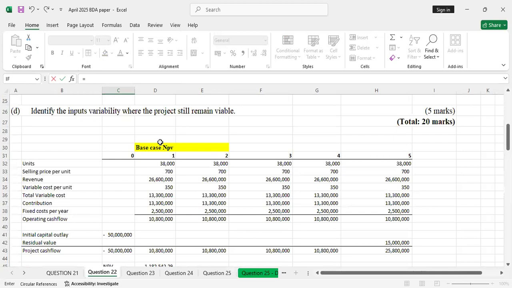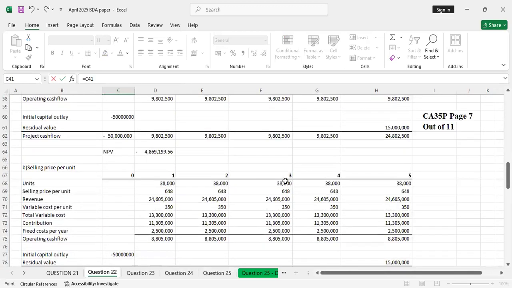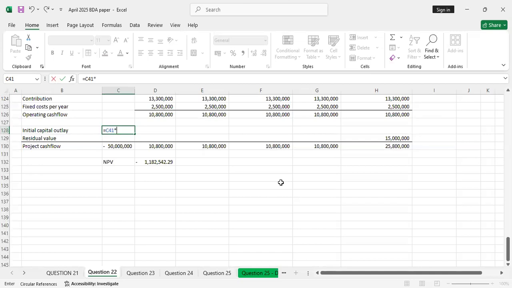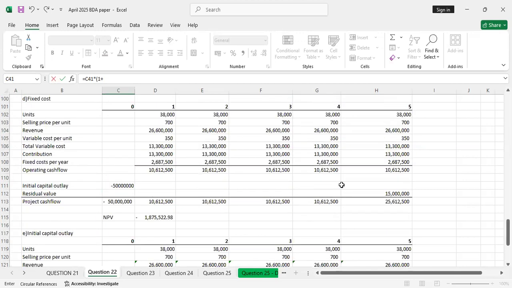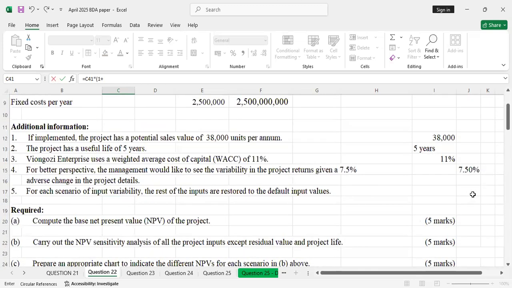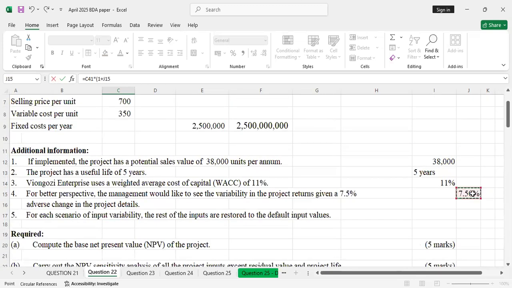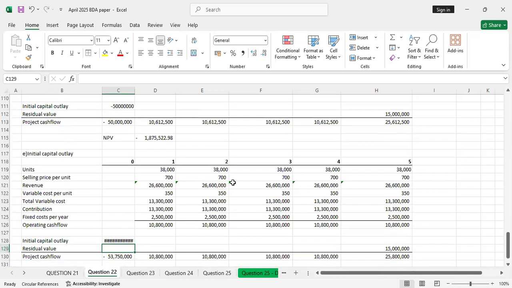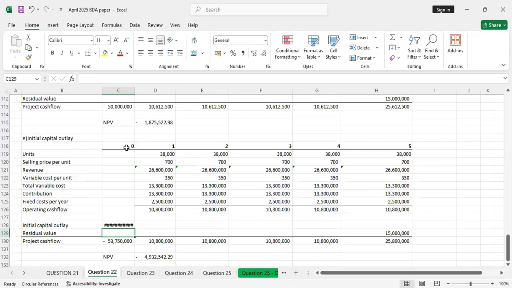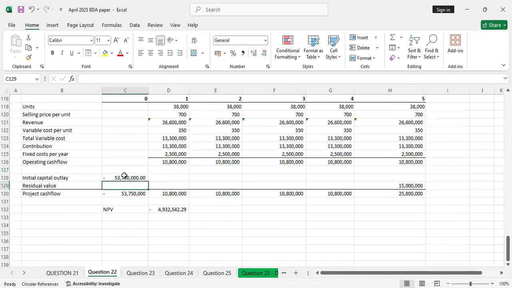So you just pick the original value there, and then you multiply by bracket 1 plus, because it's a cost, it will increase, plus the 7.5% variance. Then you close the bracket, then you enter. Once you enter, the NPV will still be negative. So it will increase to that and it will give us a negative NPV.